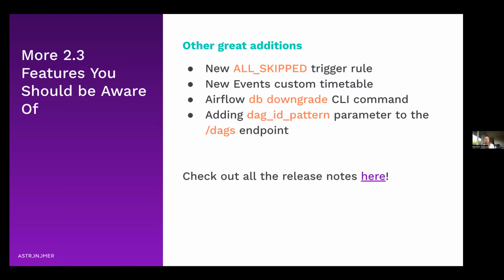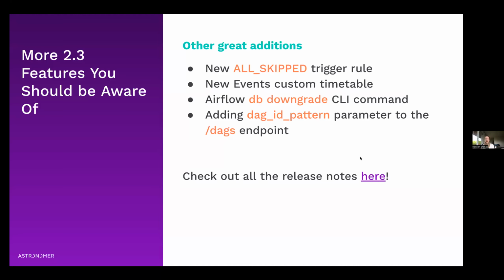And a couple of other great additions in random categories. There's a new trigger rule called all skipped. Again, something that if you've never encountered a need for it, you might not. But if you do have a need for it, it's obviously important. So if you were trying to implement custom logic to get at that trigger rule, you no longer have to. So that's nice. There is a new events custom timetable, so that's super exciting. Custom timetables were a great feature from Airflow 2.2, but they can be a bit challenging to update. So I think that we'll see more and more of those contributed back to the community. The events one was one of those that now everybody can use.